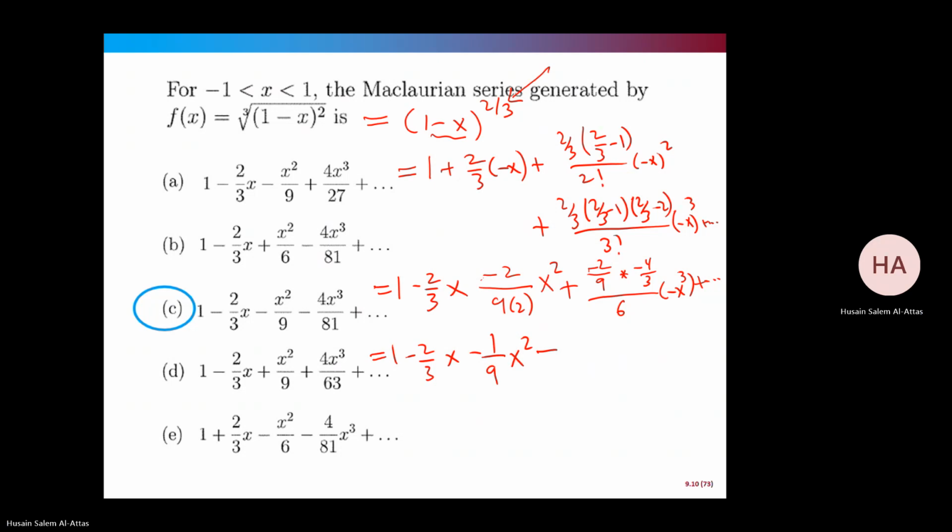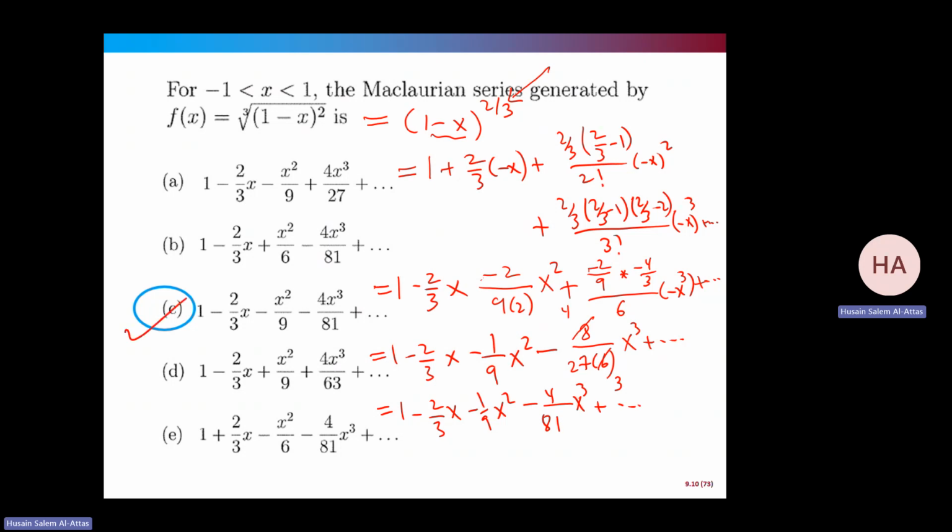I have 8 over 27 times 6 x cubed plus something. Let me simplify the last one. By 2, this is 4, and by 2, this is 3. So I have minus 4 over 81 x cubed plus the rest. So this is my answer.